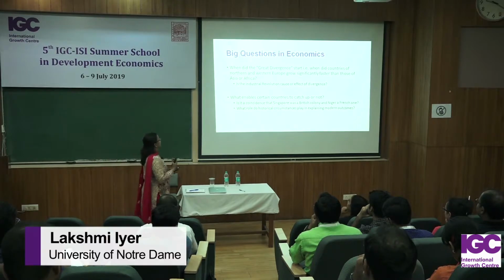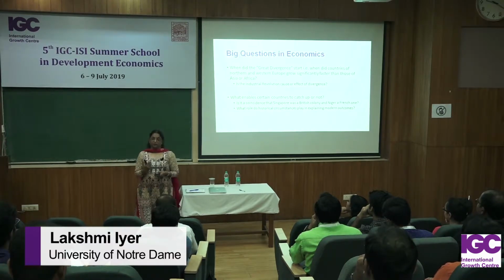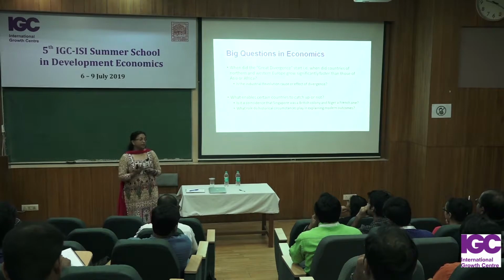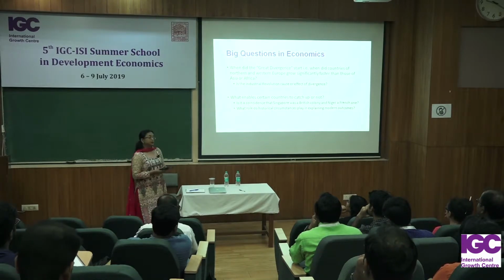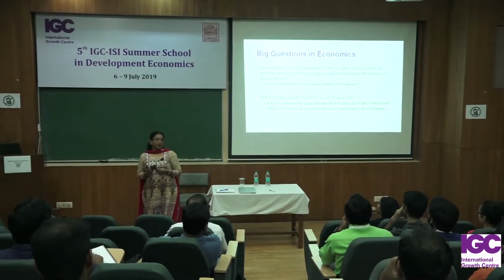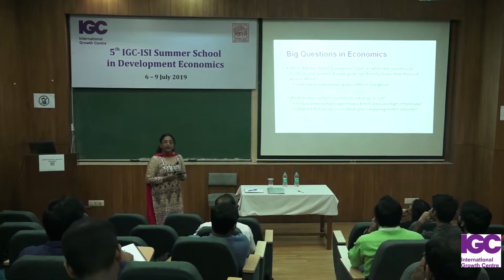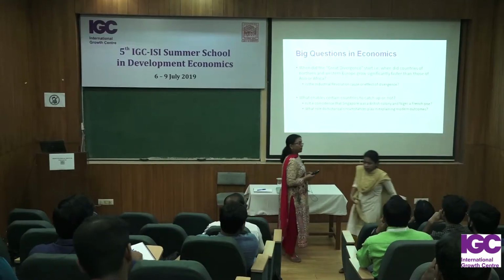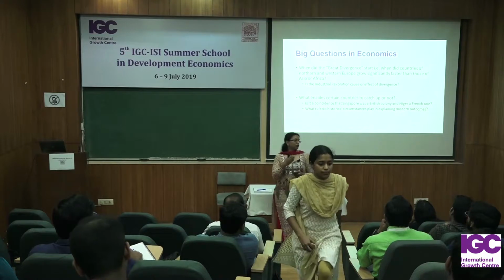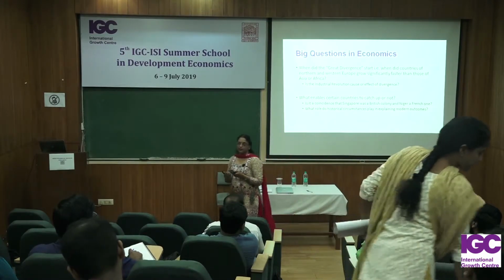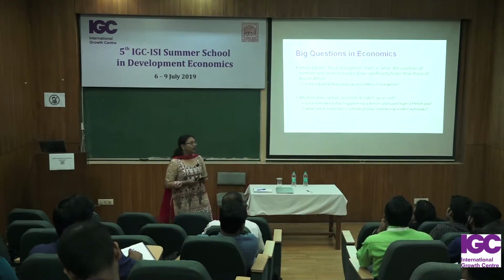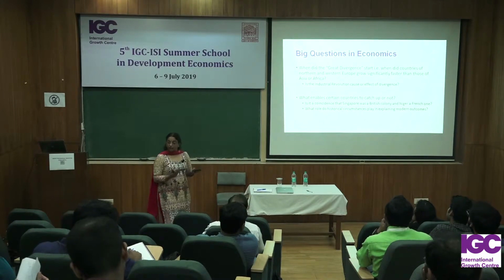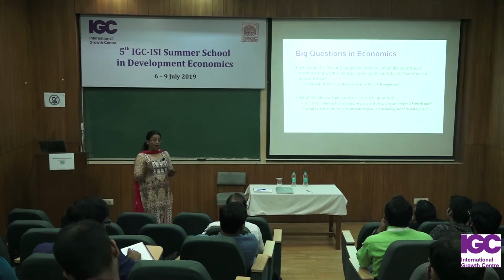One of the big questions is, when did this great divergence start? We do see that the countries of Northern and Western Europe are much richer than those of Asia and Africa, and therefore, some of that wealth or prosperity seems to transfer over to their colonies like the United States and Canada and Australia and so on. So when did this great divergence start? That helps us to understand why it started.